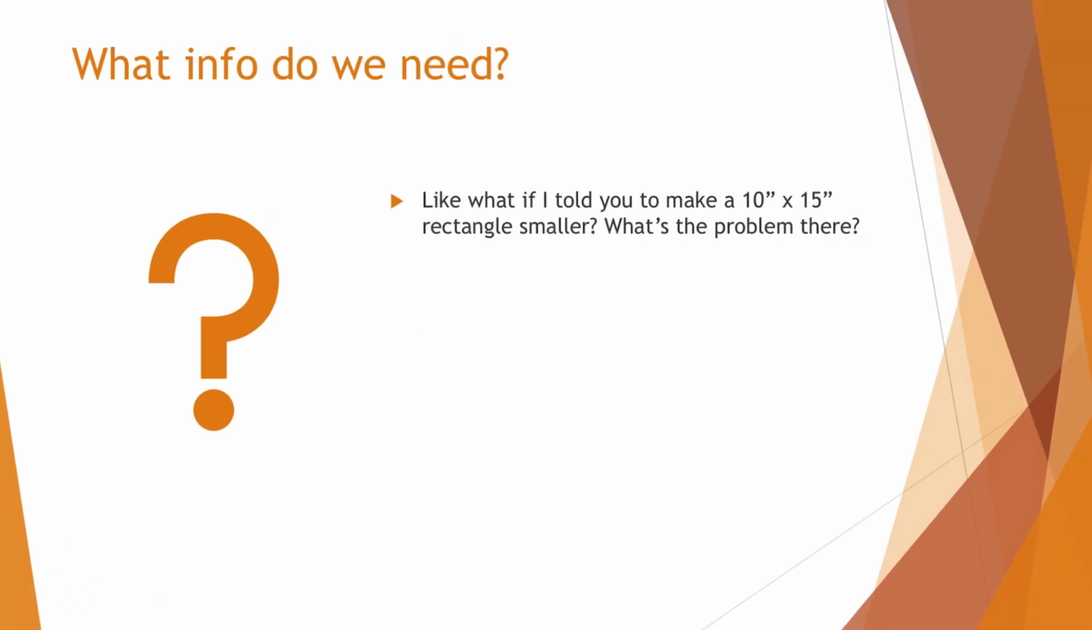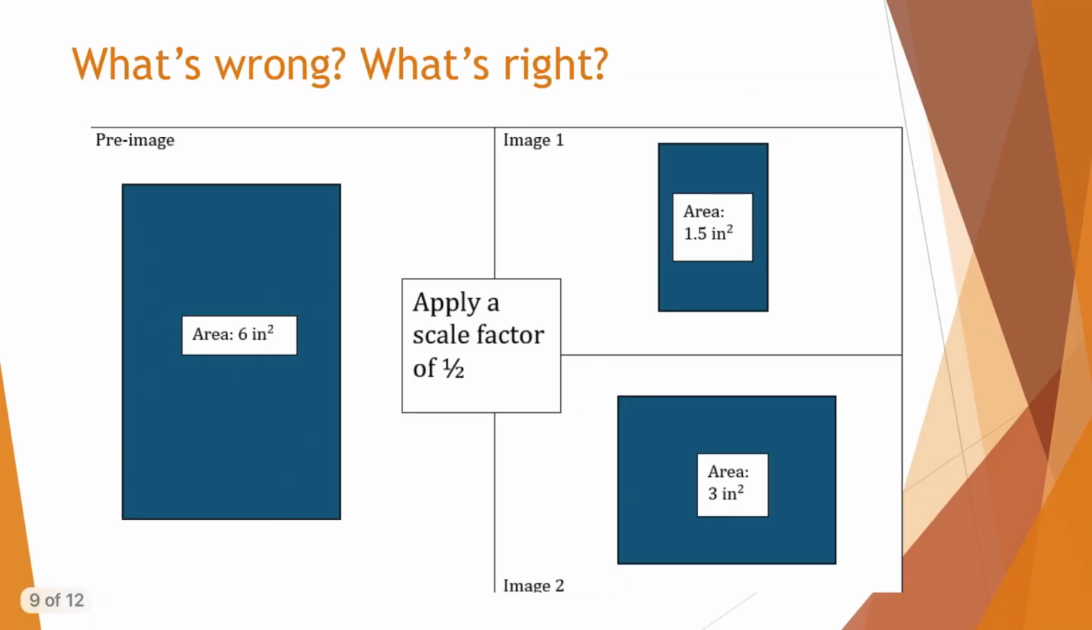So what info do we need then? Like, what if I told you to make a 10 by 15 rectangle smaller? What's the problem there? You wouldn't know how small to make it, right? You need a scale factor. You need to know how small to make it. Otherwise, you wouldn't know when to stop, right? And the scale factor will tell you what to multiply one of the sides by so that you can multiply all of the sides by the same thing.